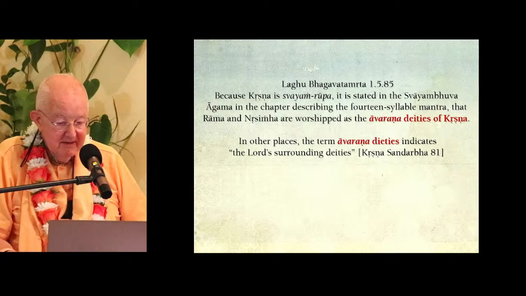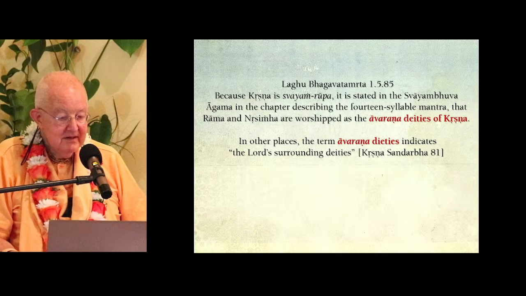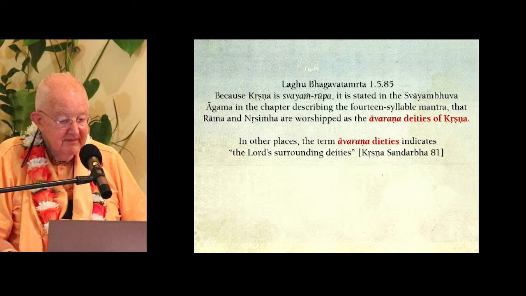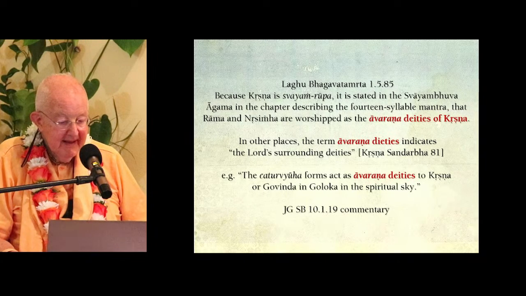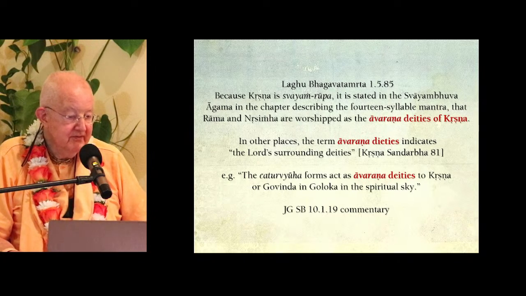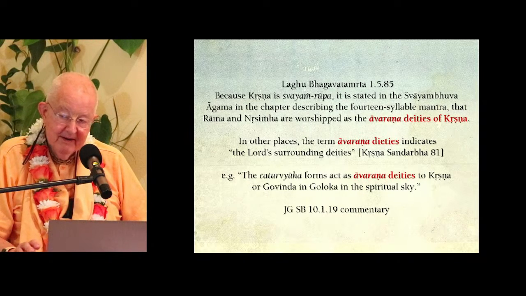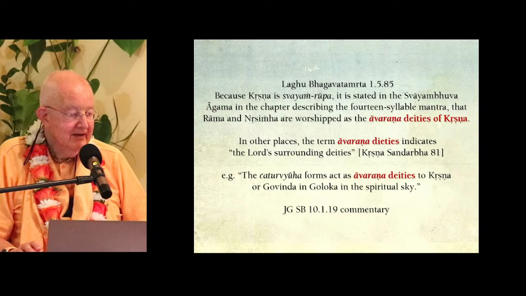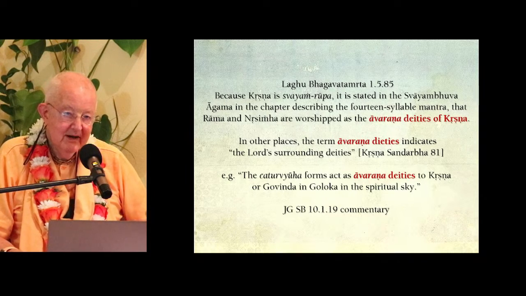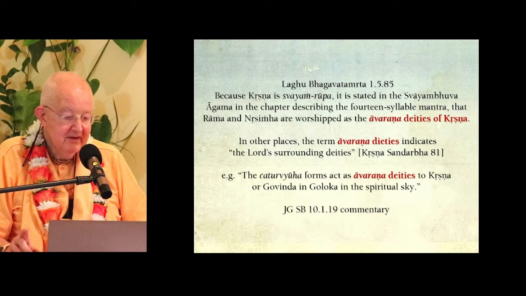In Krishna Sandarbha, again back to Jiva Goswami, in other places the term Avarana deities indicates the Lord's surrounding deities. And to give some example, this is Jiva Goswami again, his commentary on Canto 10, Chapter 1, the appearance of Krishna. The Chaturvyuha forms act as Avarana deities to Krishna or Govinda in Goloka, in the spiritual sky. This is just to get an idea of, at least to me, Avarana is a new term. So what does it mean? How is it applied in other circumstances? That's why this slide is there.